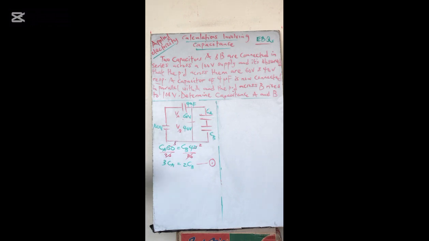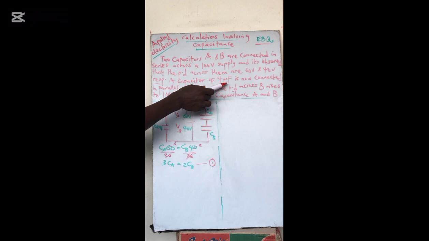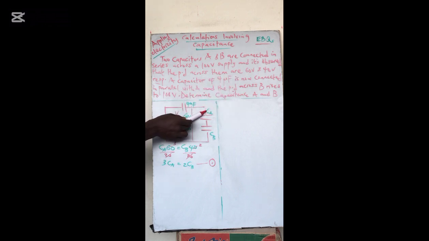Let's read the question further. Now a capacitor of 4 microfarad is connected in parallel with A. You can see that this was later connected to A; there was nothing here before initially. So now they've connected a capacitor of 4 microfarad in parallel with capacitor A. So your new CA will be CA plus 4, not ordinary CA again.